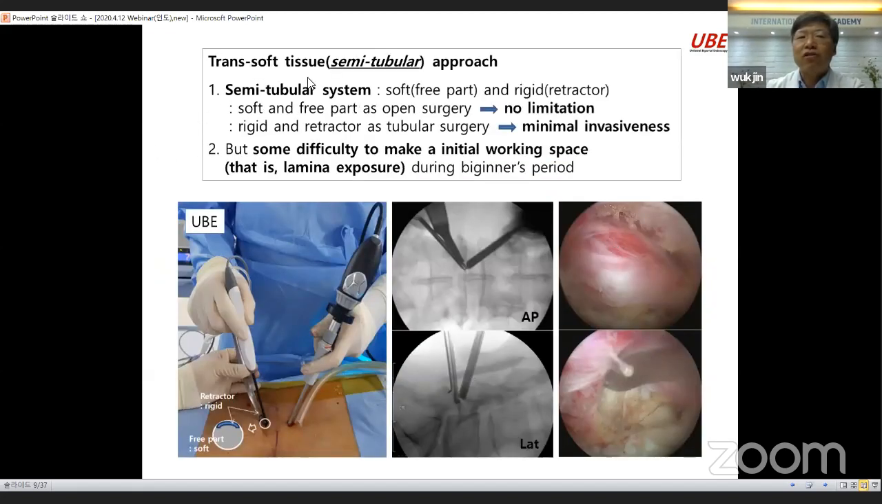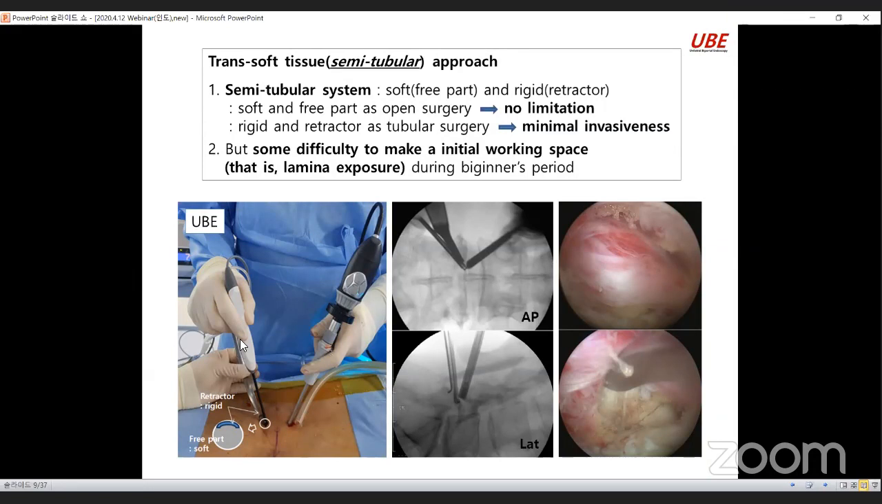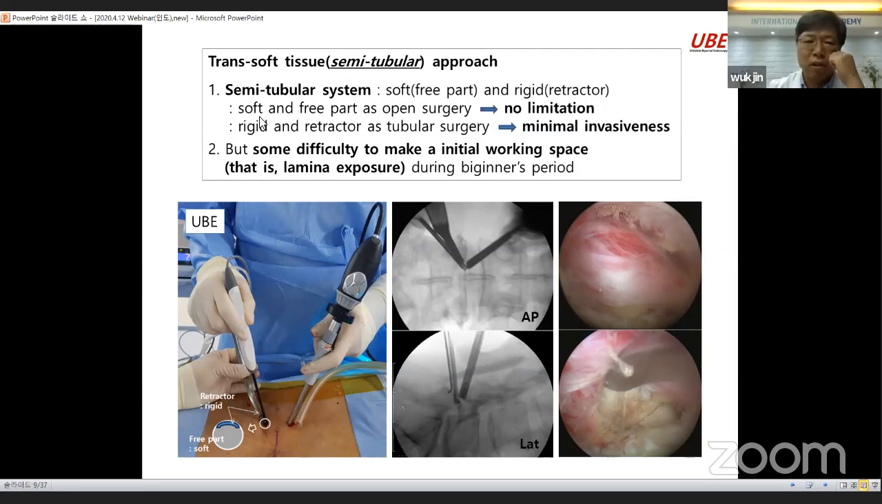Third group is the transsoft tissue semi-tubular system. Semi-tubular means this figure, the UBE system. Left hand takes the endoscope, right hand the instrument. In this working portal, the retractor makes a rigid wall, and the other side is the free wall, a soft wall. Soft and rigid together make a semi-tubular system. The soft, free part just acts as open surgery, with no limitation. The rigid retractor part acts as a tubular system, which makes it minimally invasive.